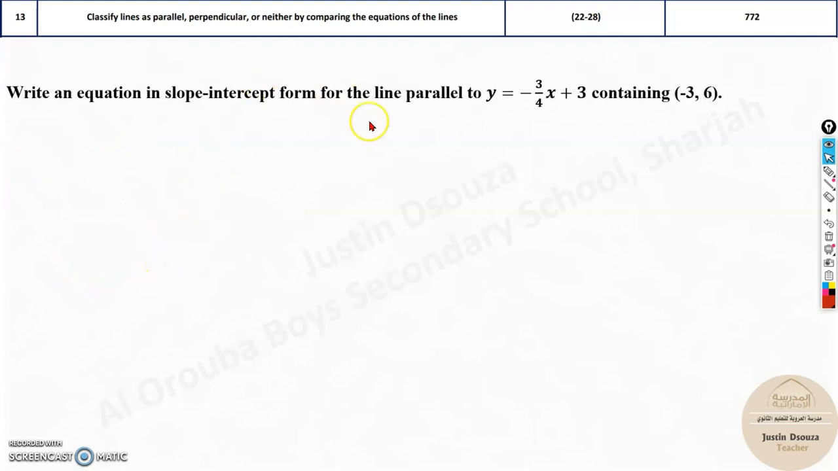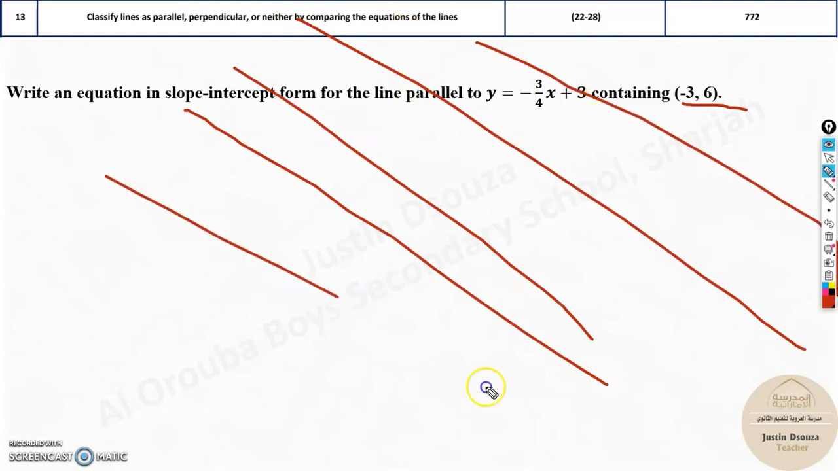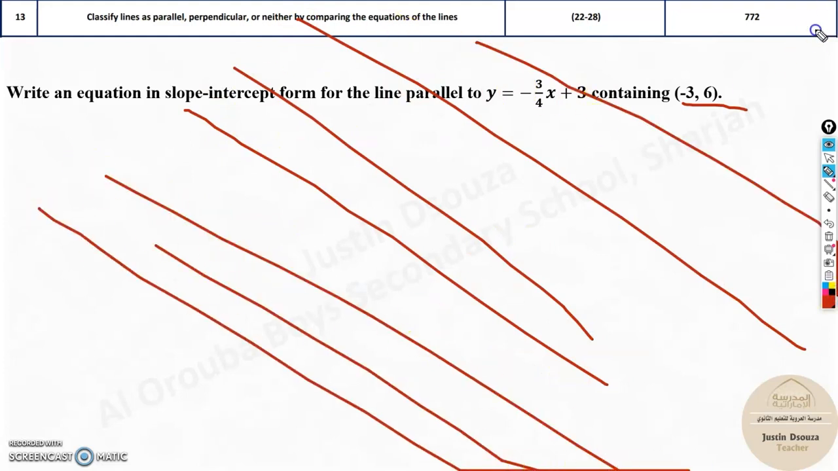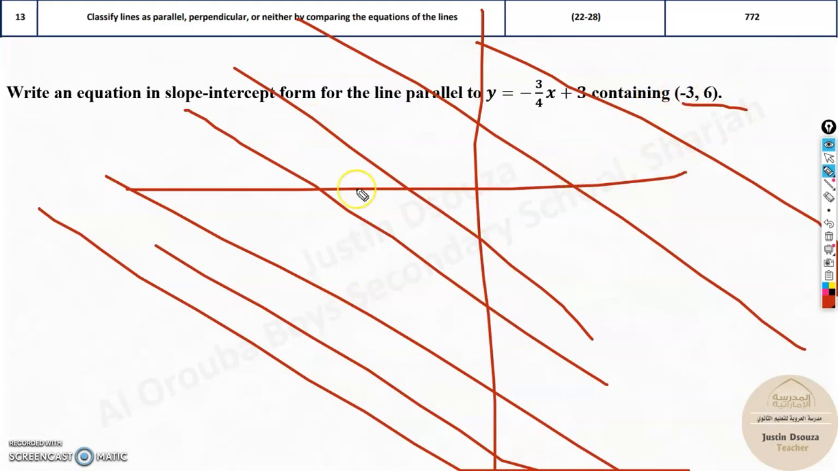Let us see another problem similar to it. Now write an equation in slope intercept form for the line parallel to this particular equation which contains this particular point. Now this slope is -3/4. It will go downwards. Parallel lines to this are every line with the same slope. There can be thousands of lines. It goes until infinity. But there will be only one line which will pass through this point, x and y, -3, 6. So there will be only one particular line which passes through this point. So we need to find the exact line.